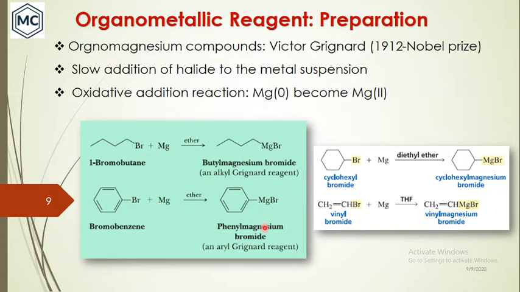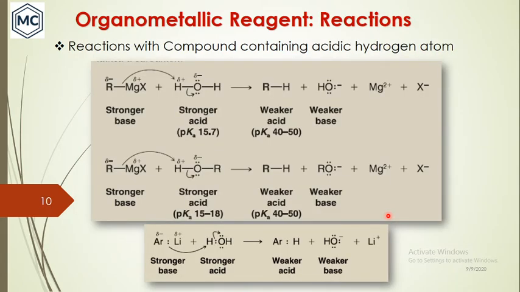And you can prepare phenyl magnesium bromide by reacting bromobenzene with magnesium. Similarly, cyclohexyl magnesium bromide can be prepared like this, and vinyl magnesium bromide can be prepared by the same method. Next one, reactions of organometallic reagents.